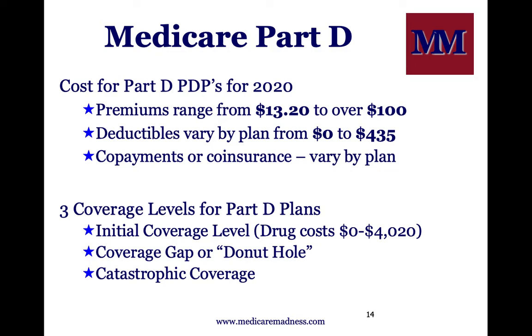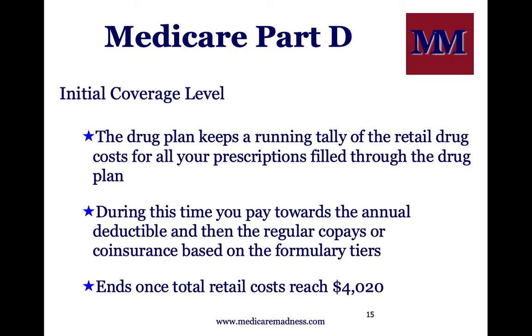Now, whether you do a prescription drug plan, one of those 31 standalone plans available, or a Medicare Advantage plan, all plans work the same in that they have 3 different coverage levels. You have what's called the initial coverage level, the coverage gap or the donut hole, and then catastrophic coverage. Your initial coverage level is where the drug plan keeps a running tally of the retail cost for all your prescriptions filled through that drug plan.